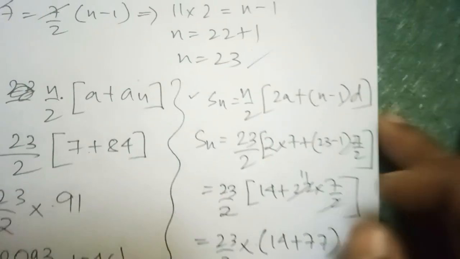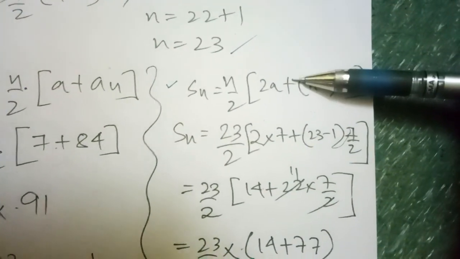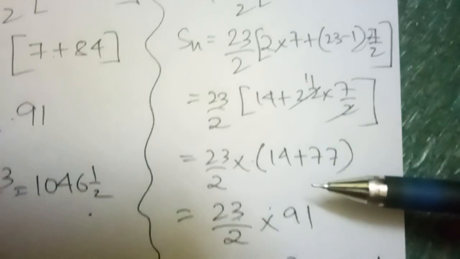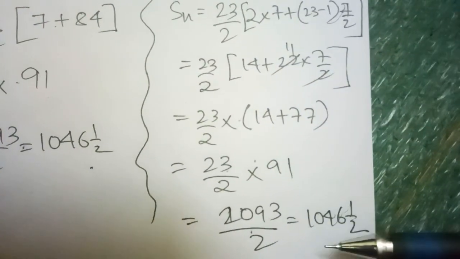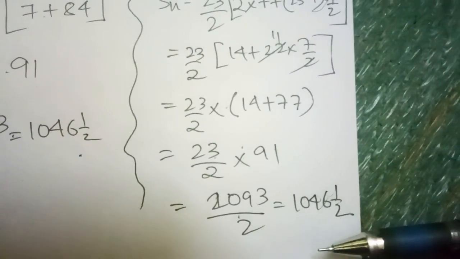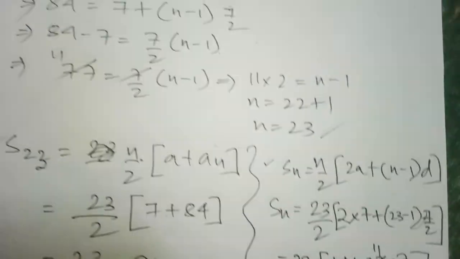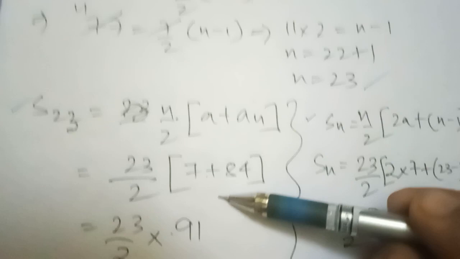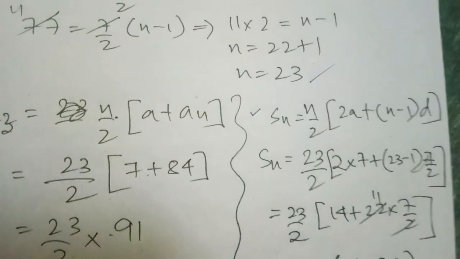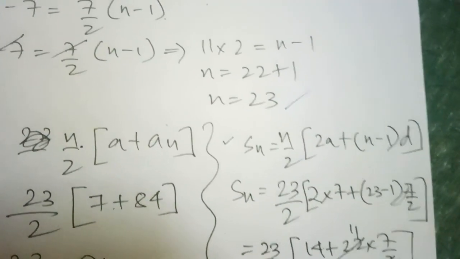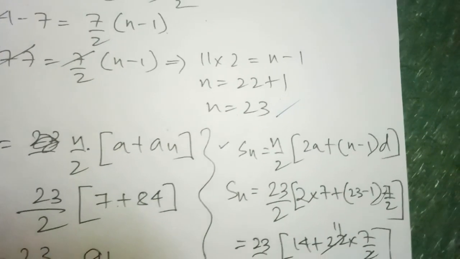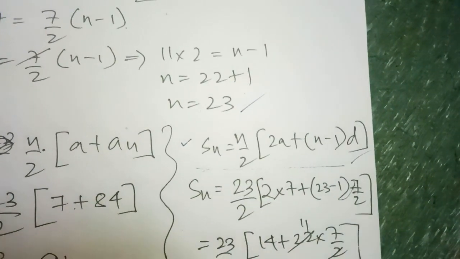Same thing here also: you can use the big formula, put in the values, and the answer comes out the same. So what do we conclude? If we know the last term and n, then we use the second formula, and if we don't know the an, then we use the big formula, that is the first formula.